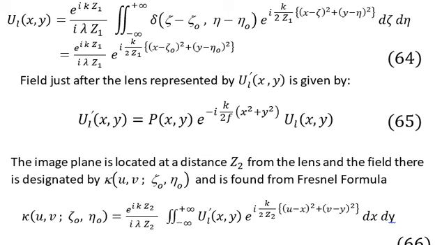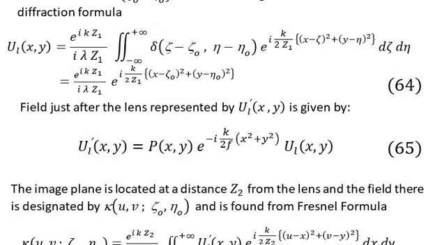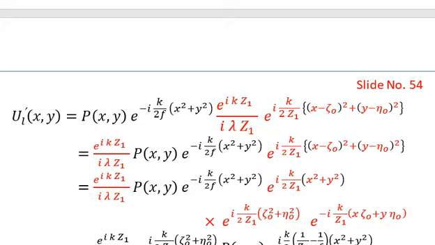So we are going to use equation number 64 in equation number 65 on the right hand side to replace the field ul of x comma y, so that we can have a detailed expression of ul prime as a function of x comma y, and then later on we shall use this field in the formula in equation number 66. So first now what we are going to do is that we are going to use equation number 64 in equation number 65, and the result is shown.